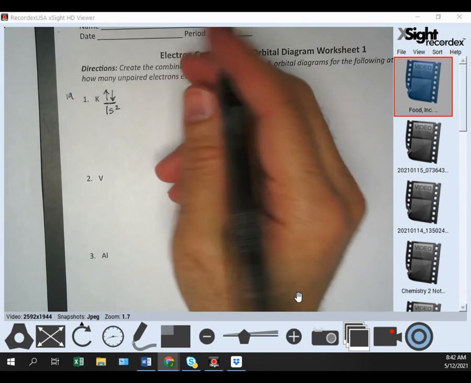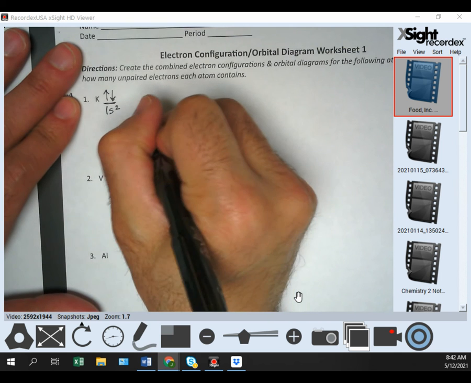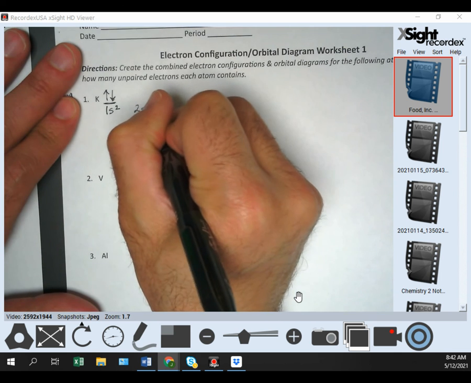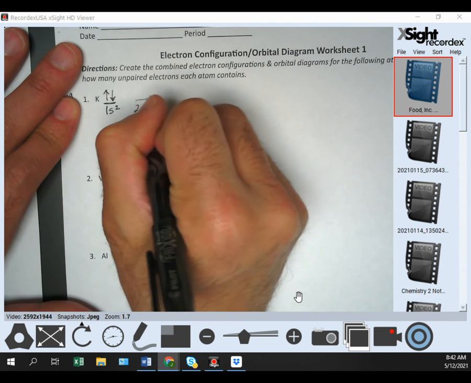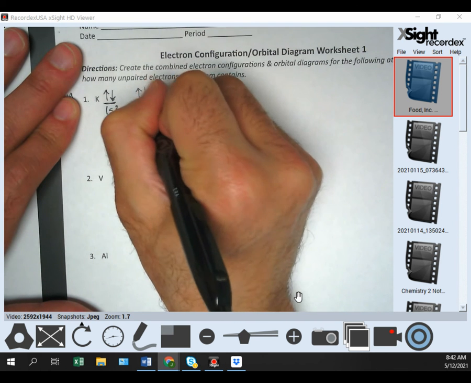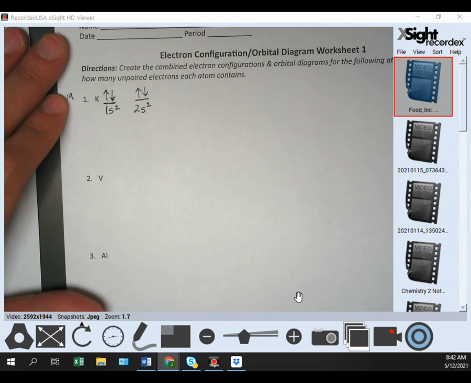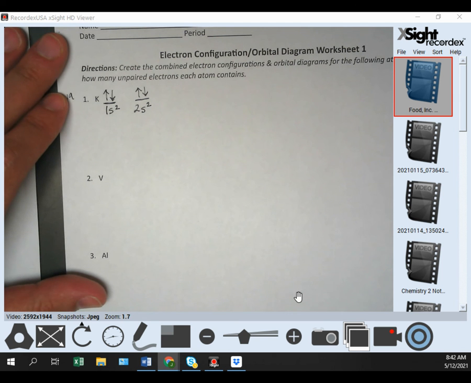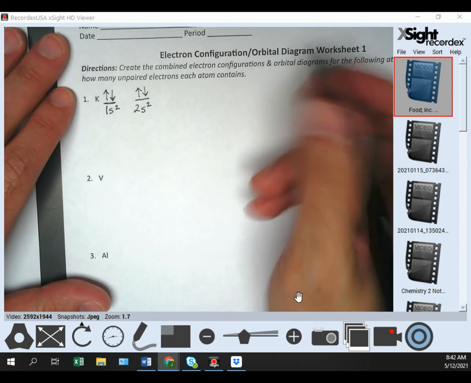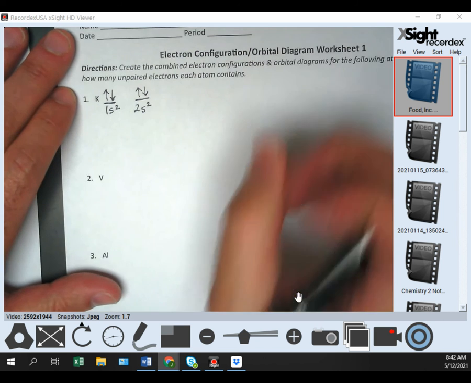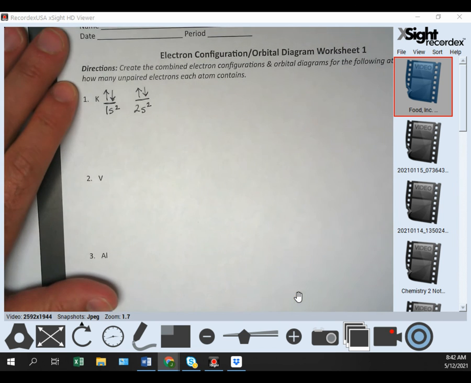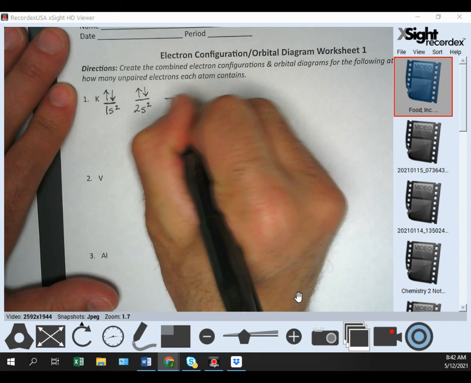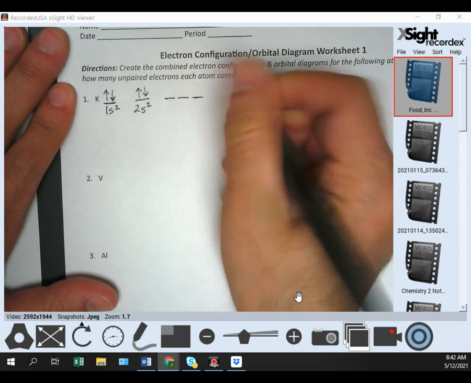So after 1s, we hit 2s, correct? 2s can hold, and s can hold 2, so 2s2. One line, two electrons, one up, one down. So far, so good, making sense? What do we hit after 2s? 2p. How many electrons can p's hold? Six. And how many lines? Three lines. So 1, 2, 3 lines.